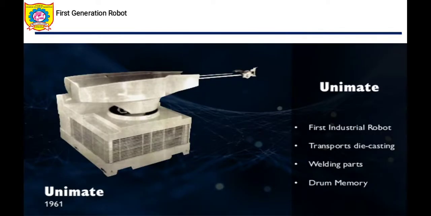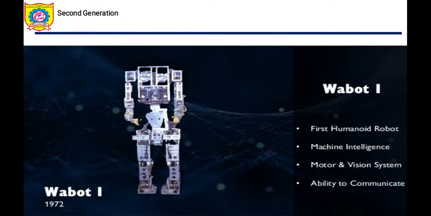Again, the features of Unimate: it was the first industrial robot. It was used to transport die castings, welding parts, drum memory. So these were its features. Then Wabot 1 came, the first humanoid robot. We'll talk about humanoid robots: a humanoid robot behaves like a human being. They try to design robots that look like or behave like human beings, with legs and hands. Those are humanoid robots.